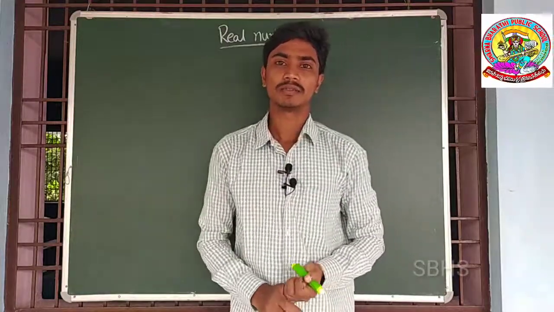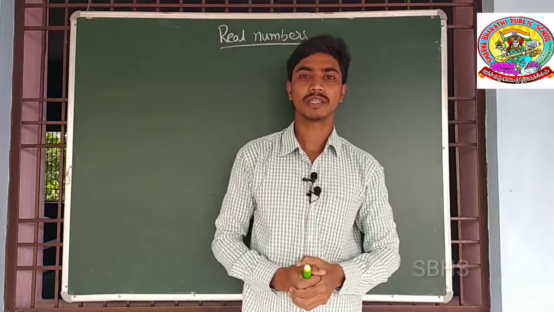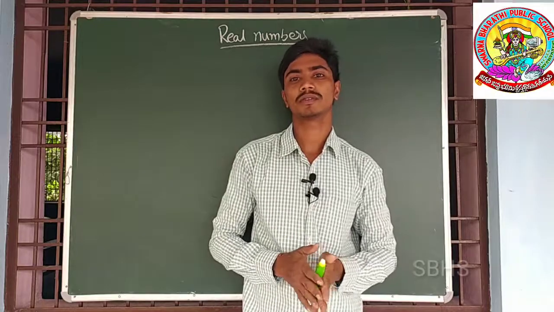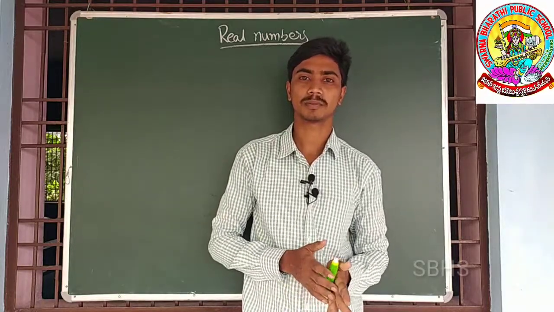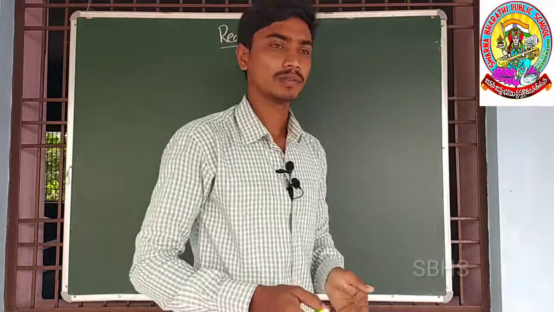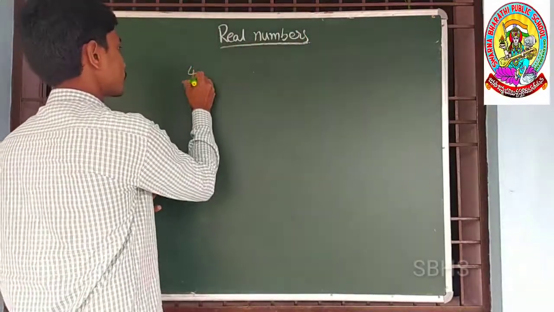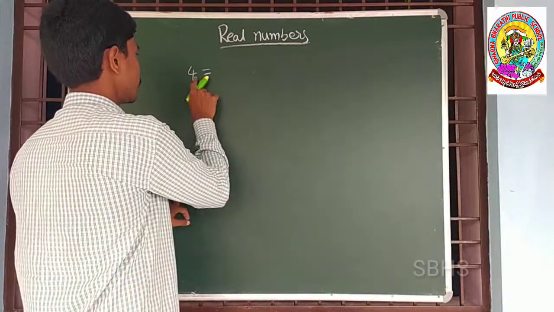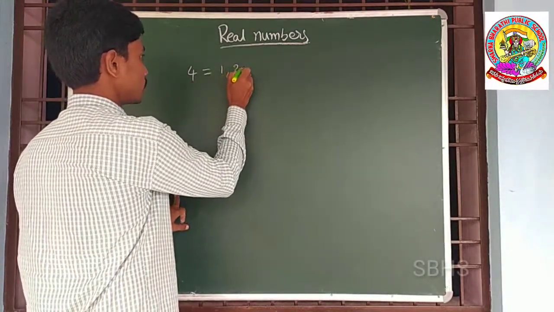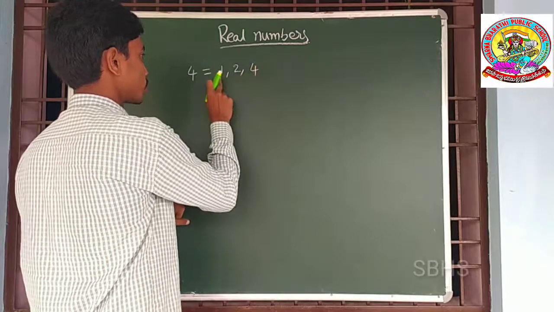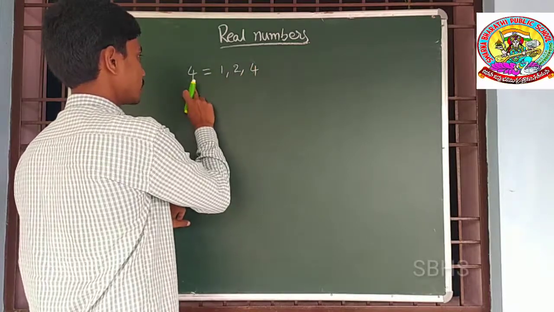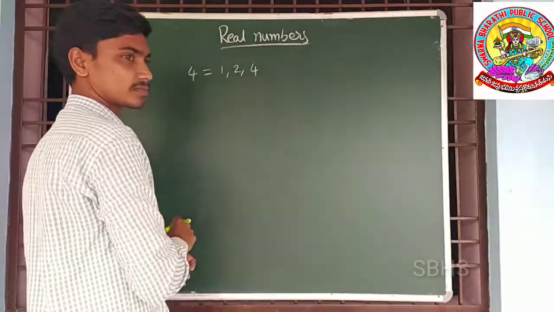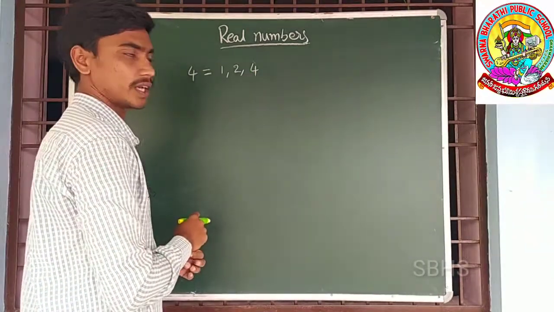Next concept is the fundamental theorem of arithmetic. Before going to the concept, we want to learn about composite numbers. What are composite numbers? For example, 4. Try to write down the factors of 4. The factors of 4 are 1, 2 and 4, which means in the first table it cancels, in the second table it cancels, and in the fourth table also it cancels. Factors are ended.